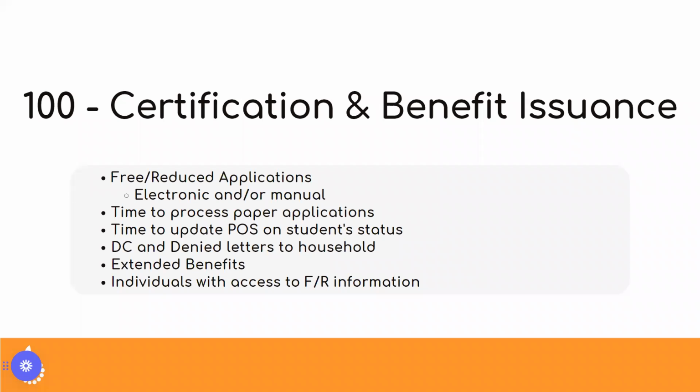So the first section is section 100, which is your certification and benefit issuance. And in this section, they're going to be looking over how you're processing your free and reduced applications. Do you process them electronically? Are the families filling them out electronically? Do you process them manually? Are they filling out manual? Do you have a combo of the two? This is where you're going to answer those questions and explain your process.